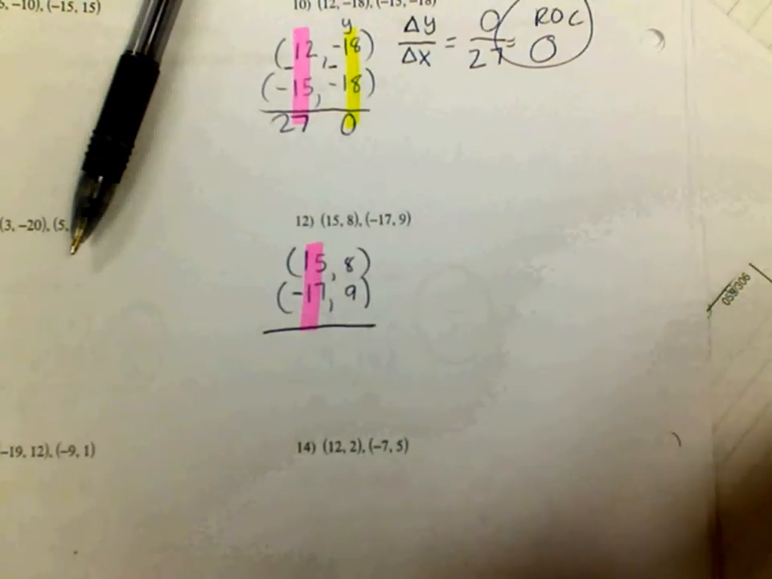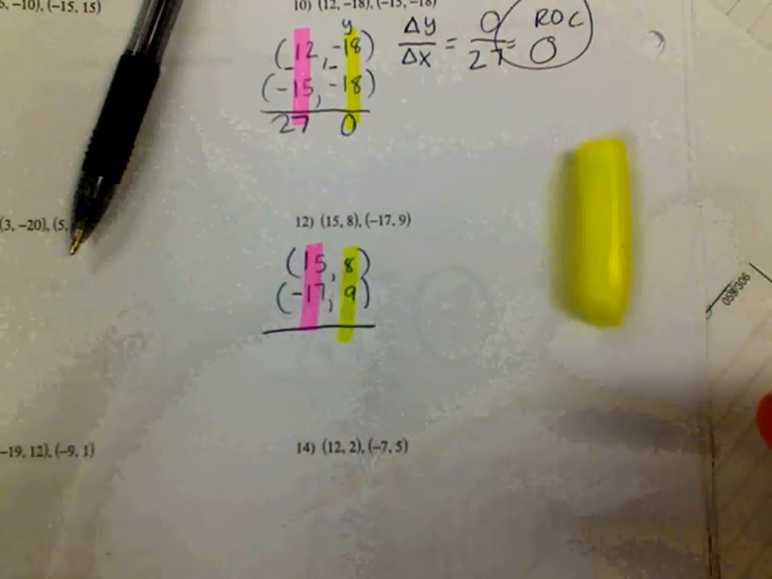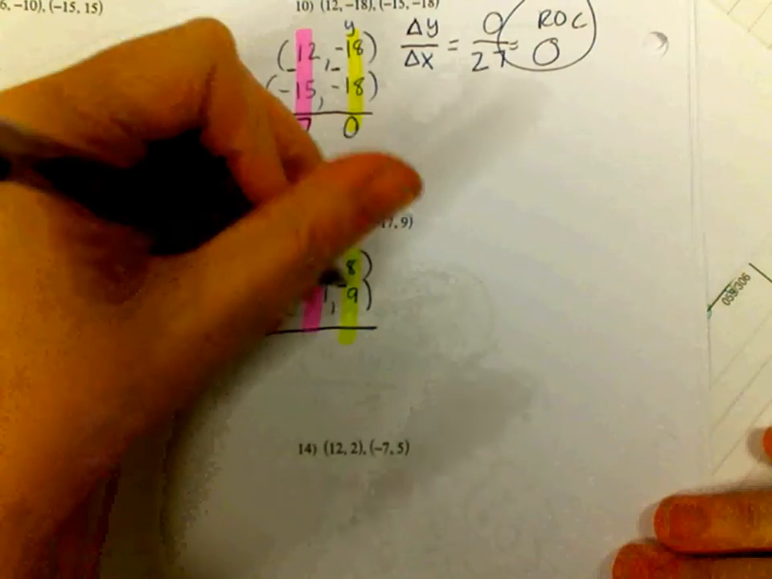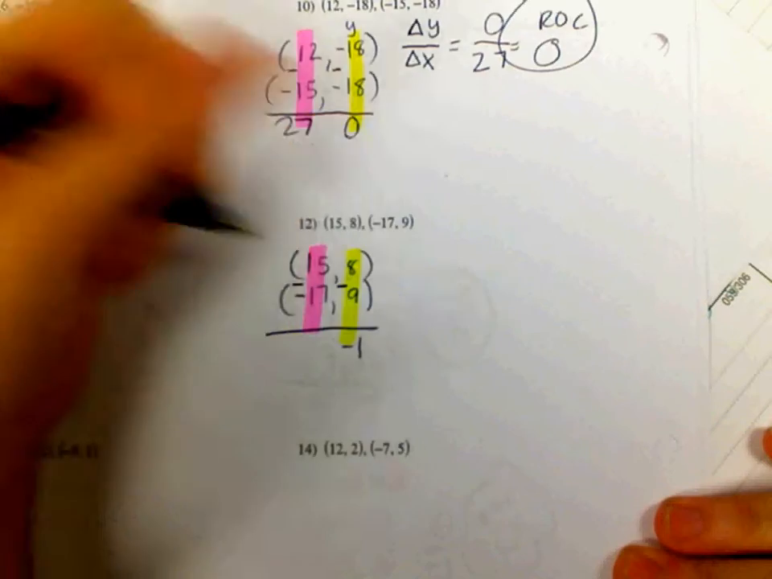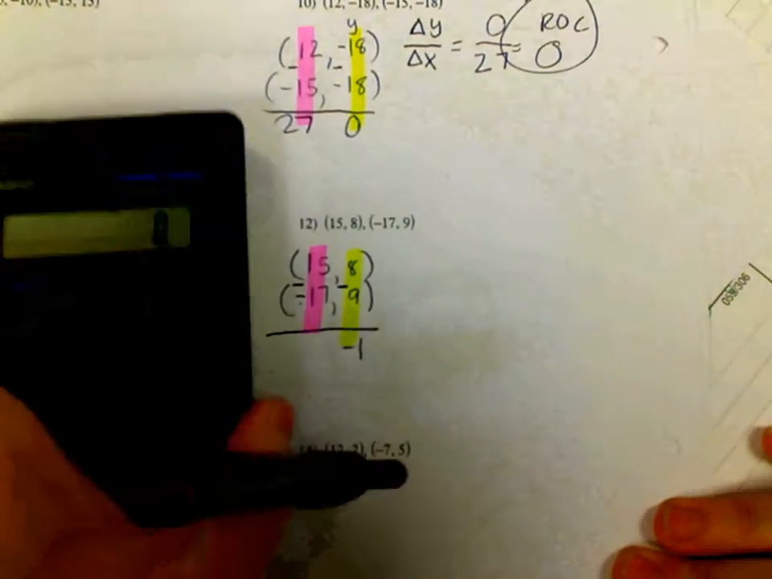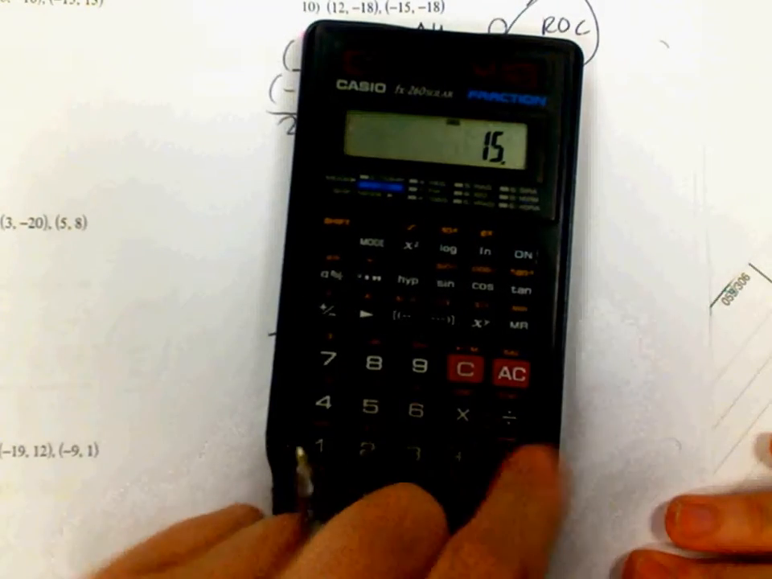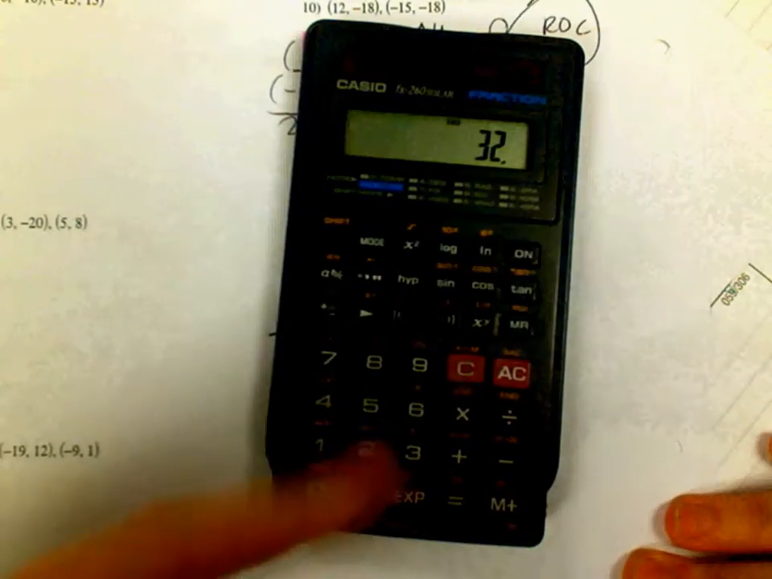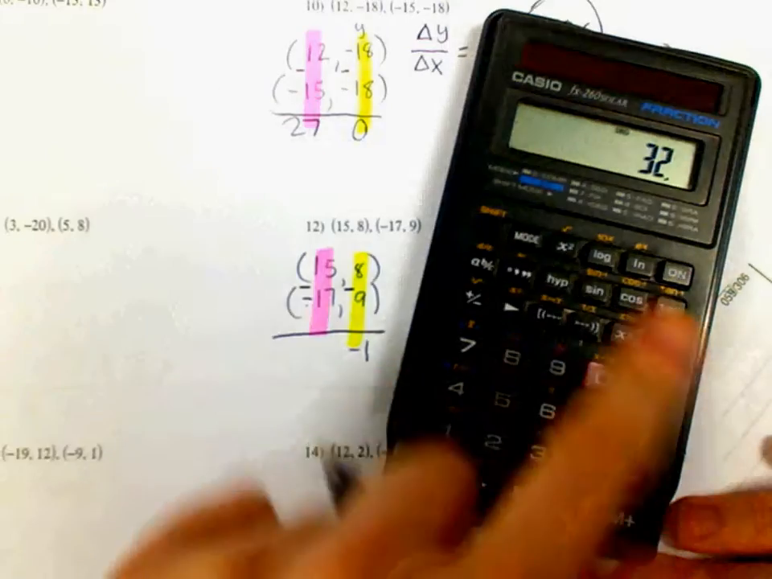Stack them and then subtract them. So we do 8 minus 9, which is negative 1, and then 15 minus negative 17. So you have to be careful when there's a negative down there. It's 15 minus negative 17. That actually makes the double negatives become a positive, so it actually adds them, and it's 32.